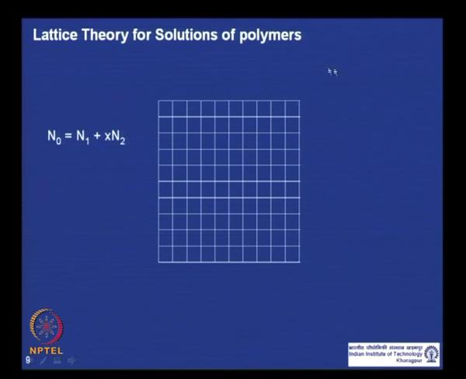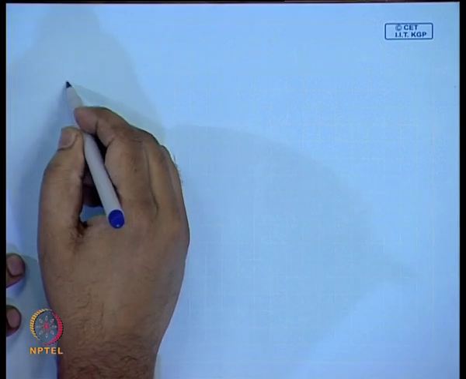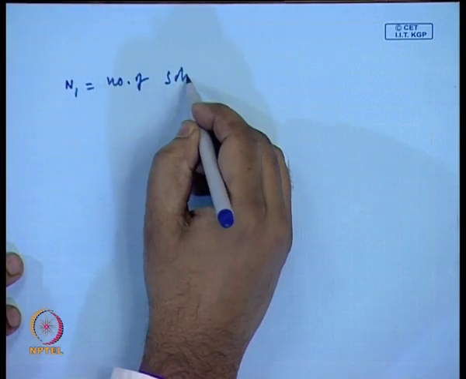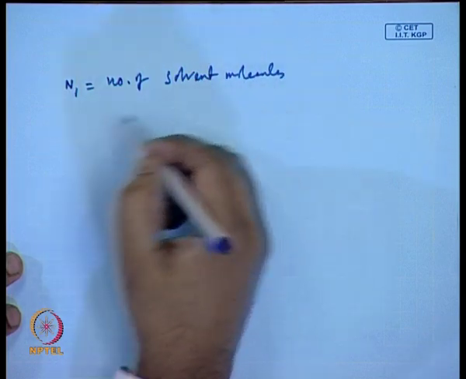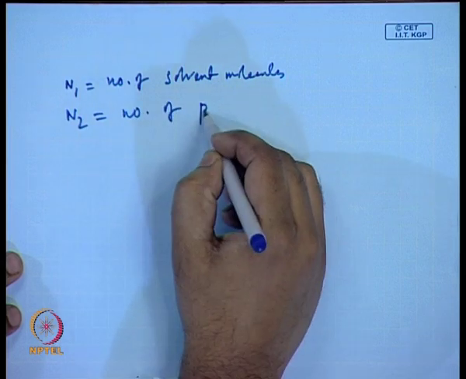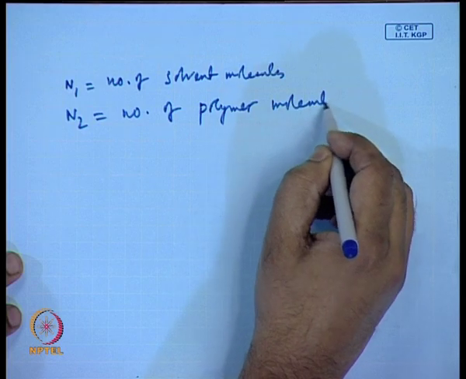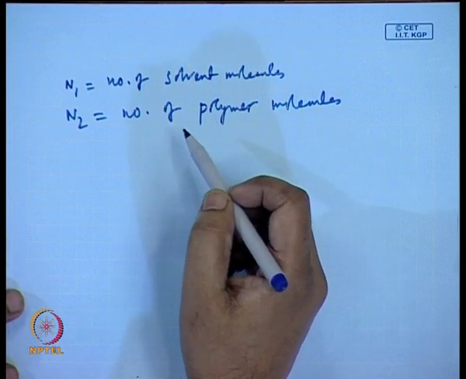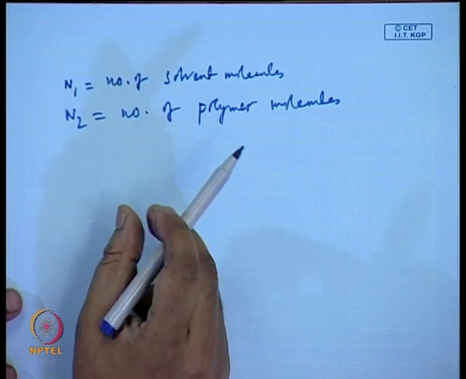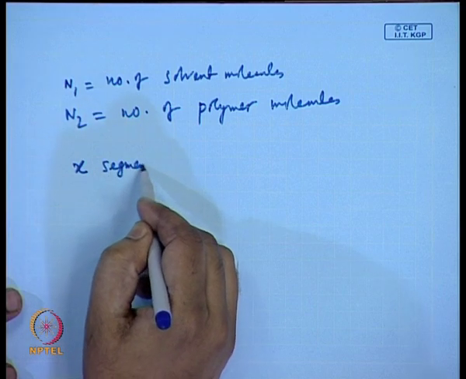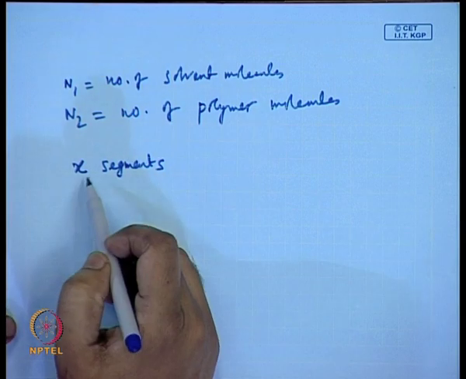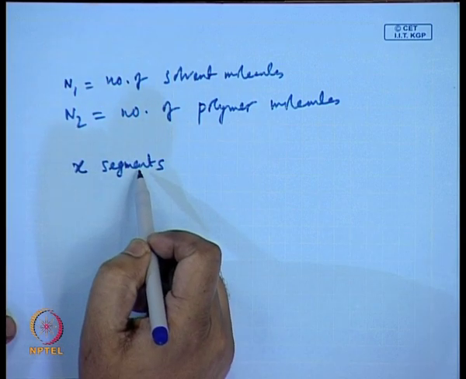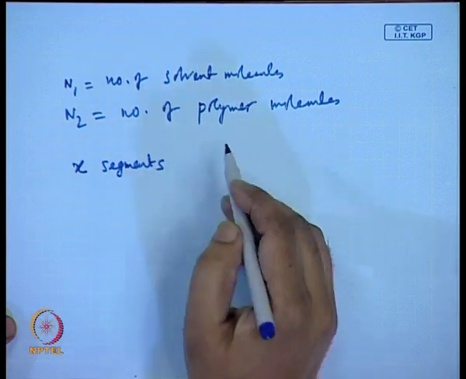Again, we will have the same 3D lattice in this case as well, but here the difference is that N1 is again the number of solvent molecules and N2 is the number of polymer molecules. Obviously, the sizes of the polymer molecules and solvent molecules are different. So, what we are doing is dividing a single polymer molecule into X segments, where the size of each segment is the same as the size of a solvent molecule.